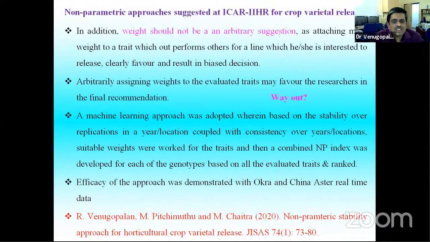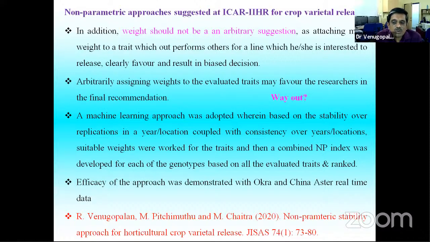Then, in addition to this, suppose we allow the breeders to give the weightage arbitrarily, then certainly he will be in a position to know, for whichever line he wants to release, for whichever trait more values are coming, and if he changes the weightage for that particular trait, automatically whatever analysis he or she does, finally that particular line will come out on top. So what is the way out? Data should dictate what weightage should be attached to each trait.